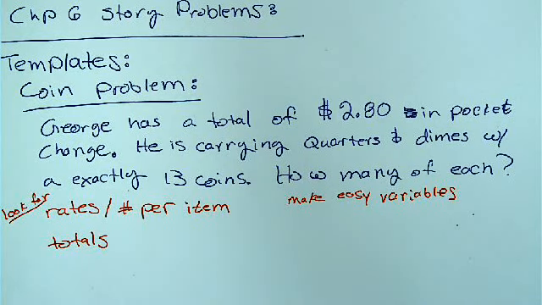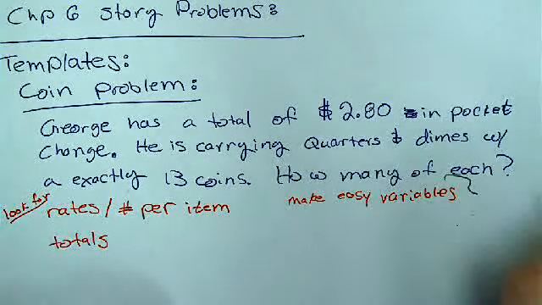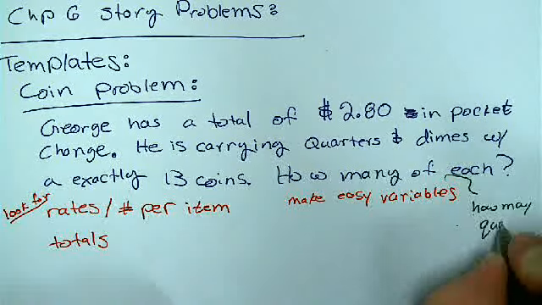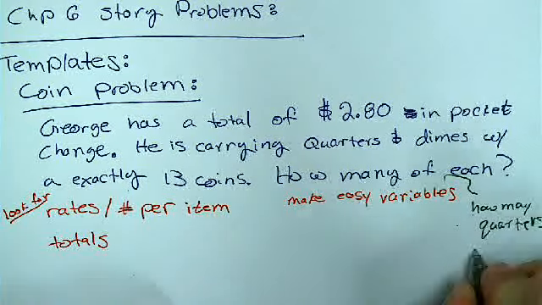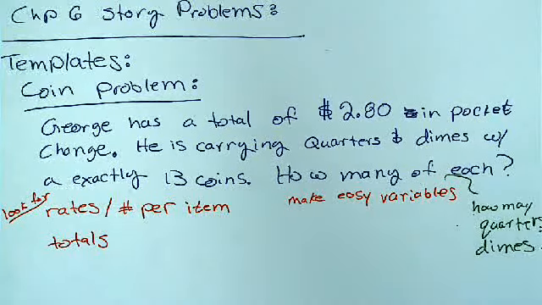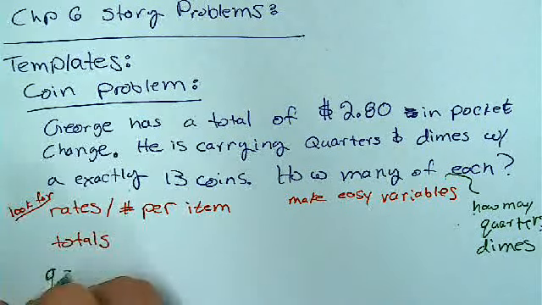But I'm really asking for how many, let me clarify what we mean by how many of each. That's really how many quarters and how many dimes. So D and Q would make good variable choices. And then it's really easy when I go ahead and write these down. Q equals number of quarters.